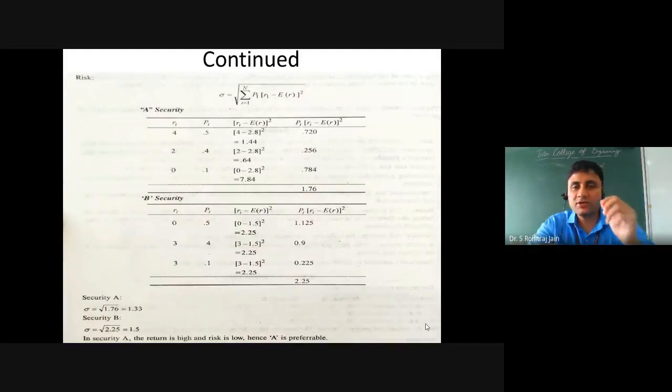So variance of security B is how much? 2.25, right? So standard deviation of security B, standard deviation is equal to square root of variance. Square root of 2.25 is how much? 1.5. So if you see, students, in security A, the return is high. How much?